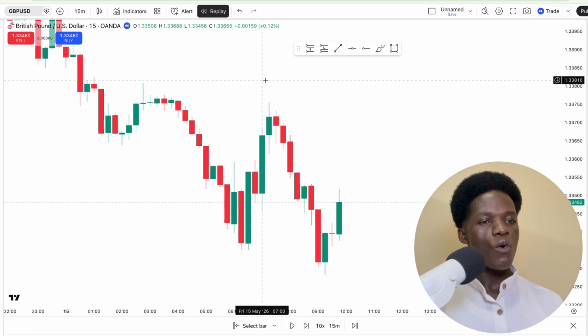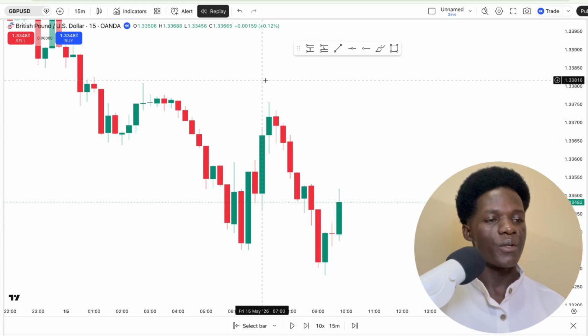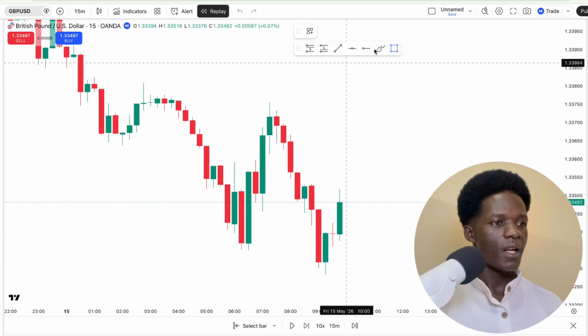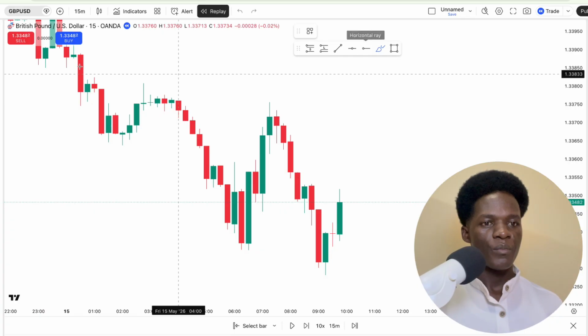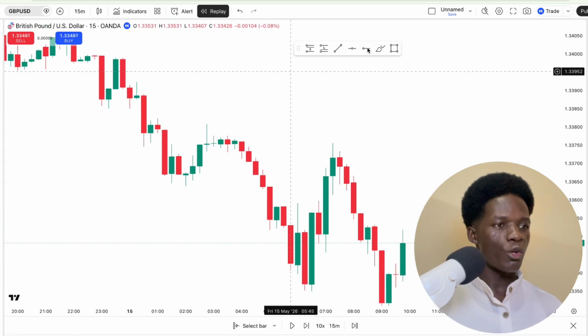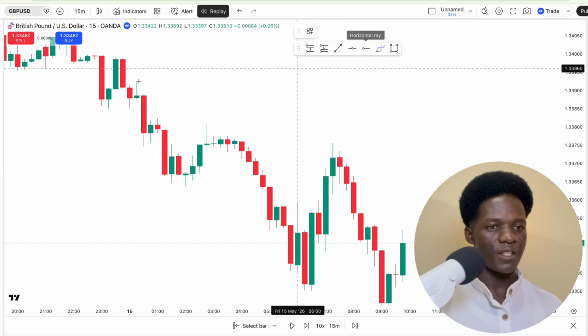Now here, what you do next is to mark up your key levels. It could be support in a bullish uptrend or resistance in a bearish downtrend. And here we have a bearish downtrend, so we have to mark up our key resistance levels. This is a key resistance level, guys. Let me show you why we call it a key resistance level.